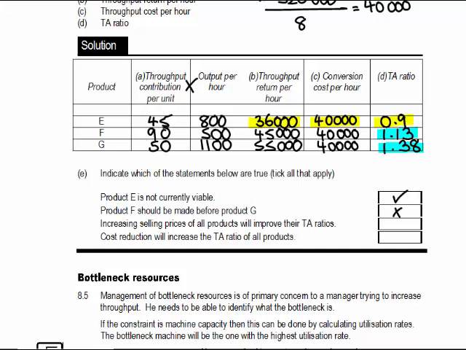Now if we increase selling prices of all the products, will it improve their TA ratio? Well, yes, of course it will, because if we increase our selling price, it's going to increase our throughput contribution. So it will increase our TA ratio. And cost reduction will also increase the TA ratio. Again, it's going to increase that throughput contribution if it's material cost, or it's going to reduce the conversion cost per hour if it's overhead or labour cost. So either way, it's going to reduce the cost and therefore increase the TA ratio. So 3 out of the 4 statements there are correct.